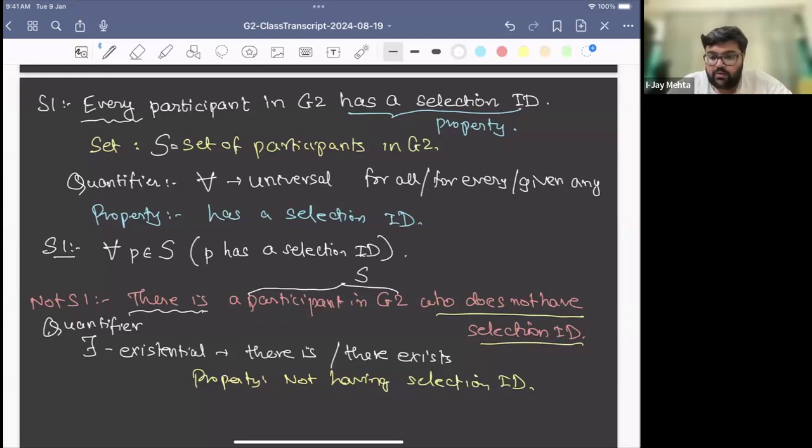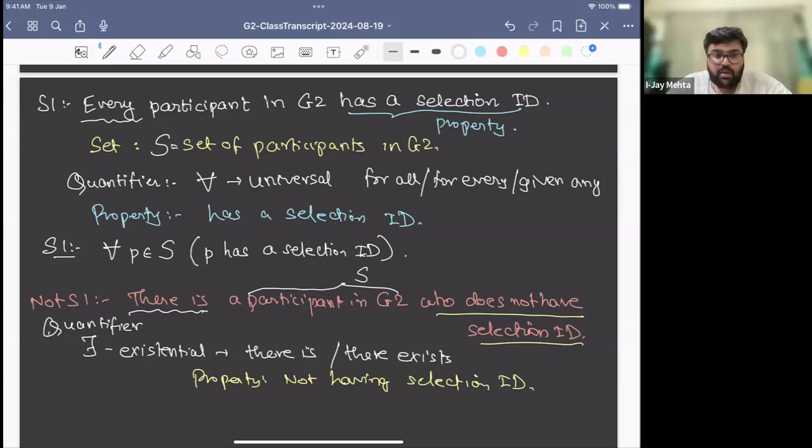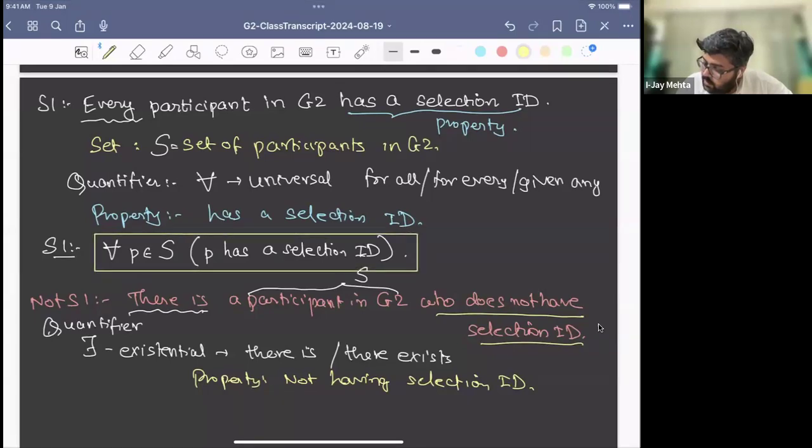Room number 4, Swati, same answer or different answer? Same answer. Jainam? Same answer, sir. Okay, clearing the feedback. How many of you understand this? What have we done here? We have written S1 in terms of quantifiers. So we observed that there was a set. Those who understand say yes. Those who did not understand say no if you have a problem.